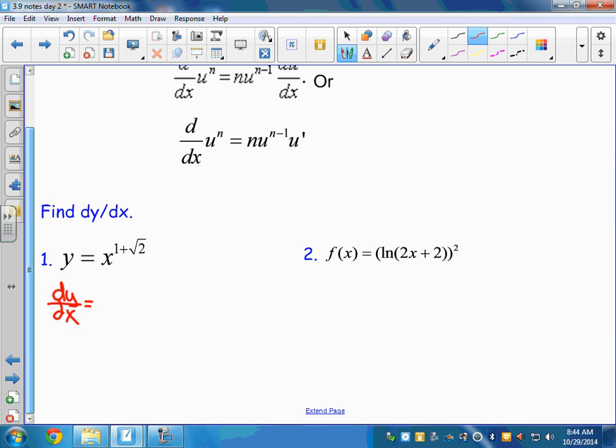A higher power. So dy/dx means the derivative. It's the same as y prime.